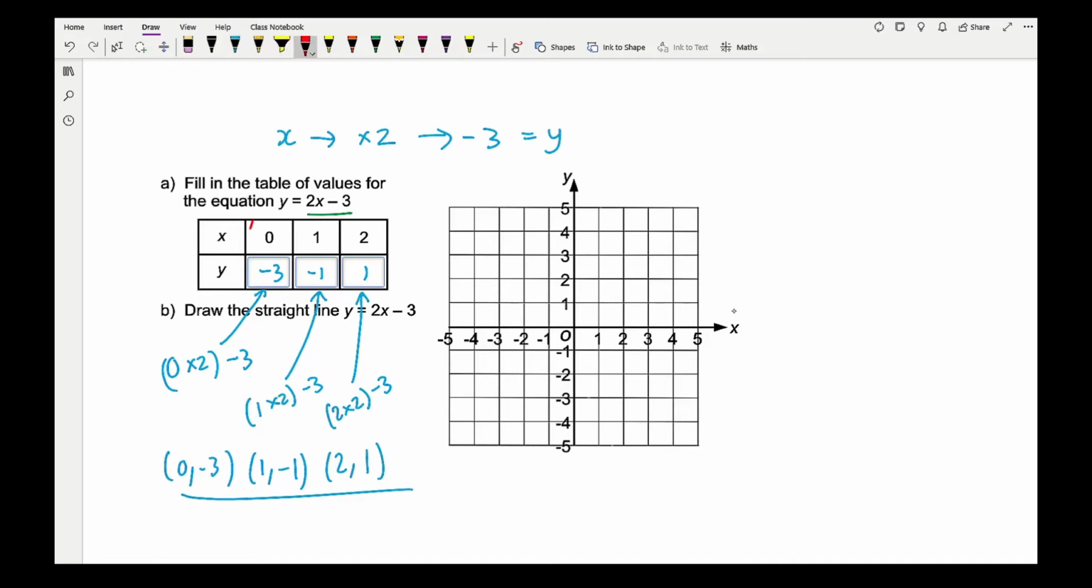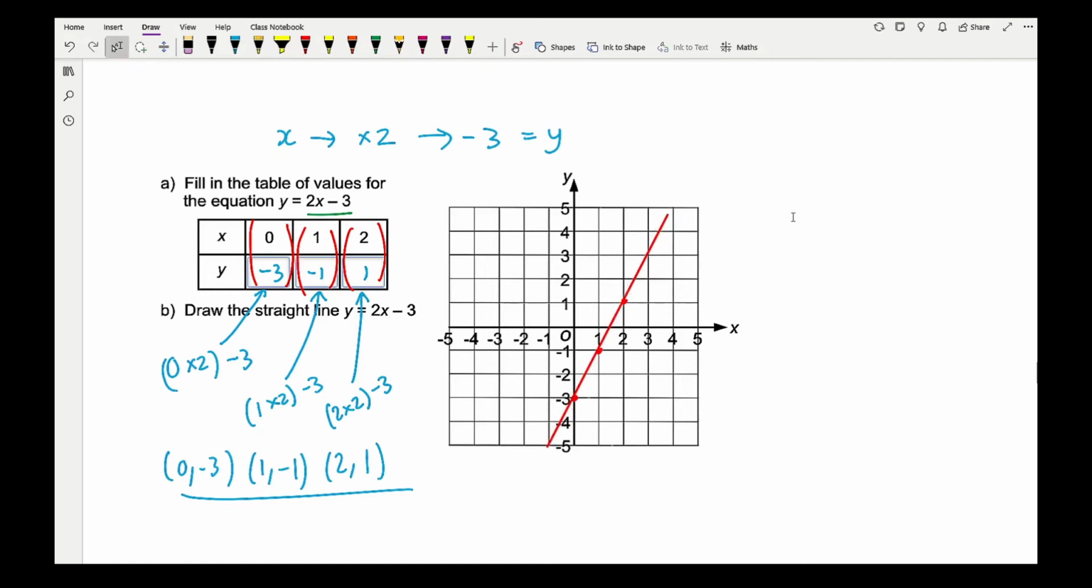If you're good enough to recognize that these are the coordinates, just written vertically, then that's absolutely fine. So 0, minus 3 is here, 1, minus 1 is here, and 2, 1 is going to be there. Again, do those 3 points make a straight line? Yes, they do. So all we need to do is draw a straight line through those points, and we go from there.